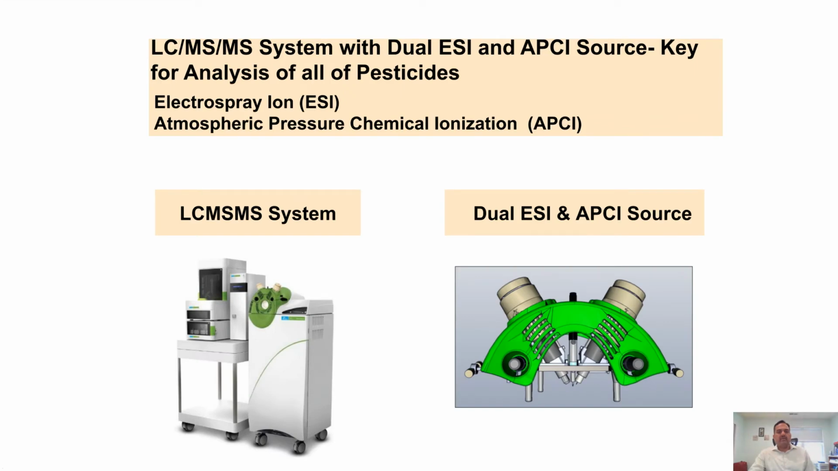So we are analyzing all the 102 pesticides and 5 mycotoxins with different polarities using an LC-MS system with the dual ESI and APCI ion source. If you use a single source LC-MS system, it takes a long time to exchange the ESI with the APCI ion source and vice versa. Using our dual ESI and APCI ion source system, we can analyze both polar and non-polar compounds by switching from one source to another very fast.